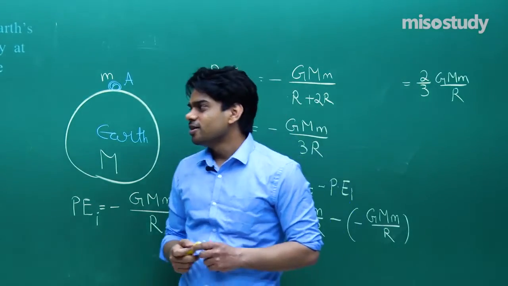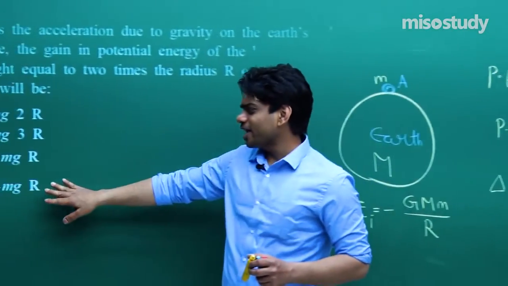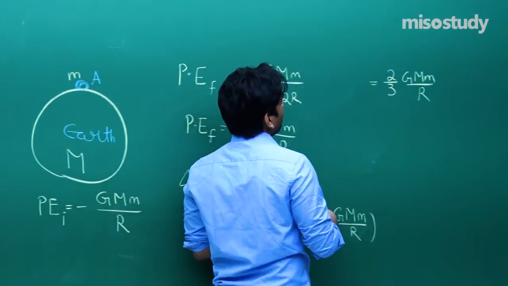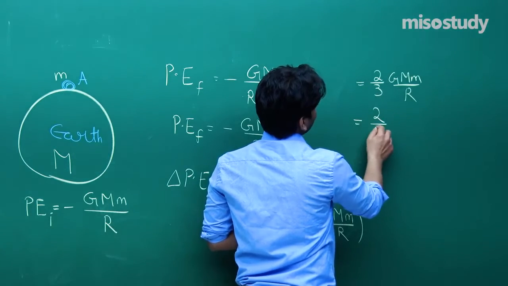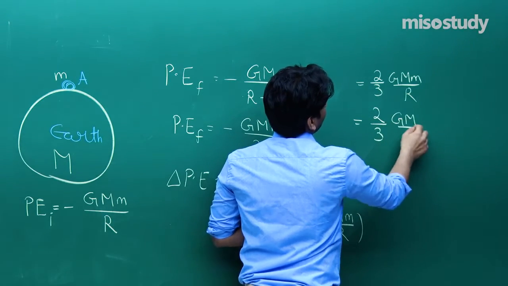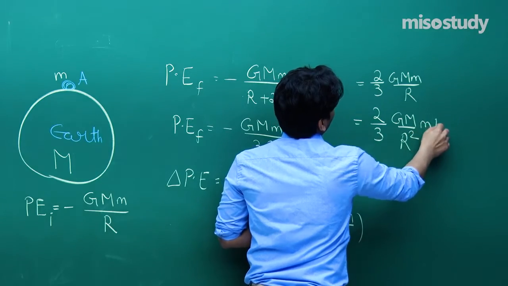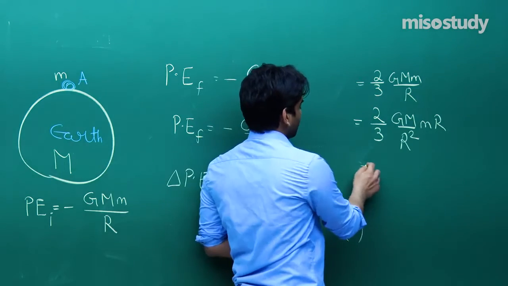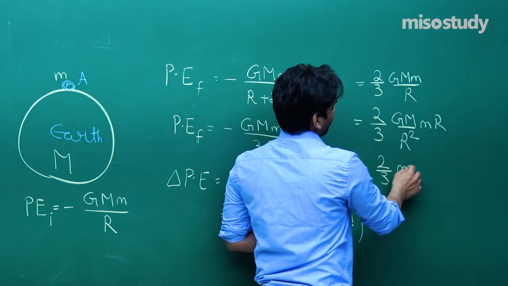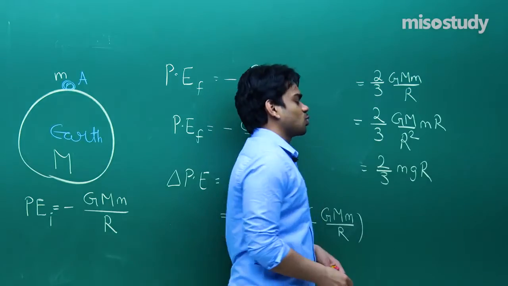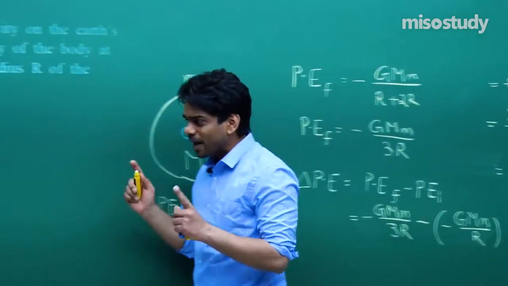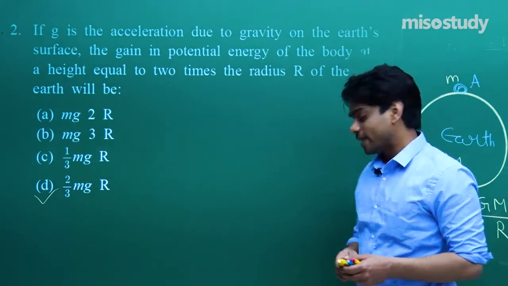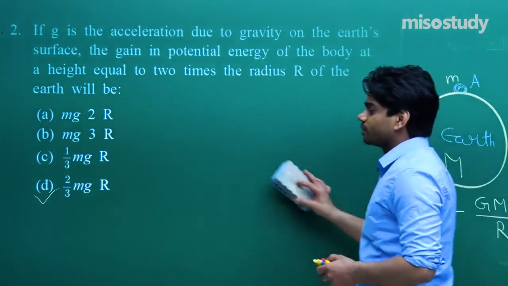So this is your right answer, 2 by 3, and also it's given that mgR. Let us change the way the solution will look. Can we write GM by R square multiplied by R, divided and multiplied with capital R? This term is g, so it will turn out to be 2 by 3 mgR. So small m, small g, capital R. The right answer that matches is option D. You need to mark option number D as the right answer, and you will get full marks for this question.